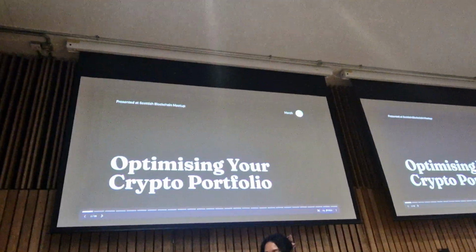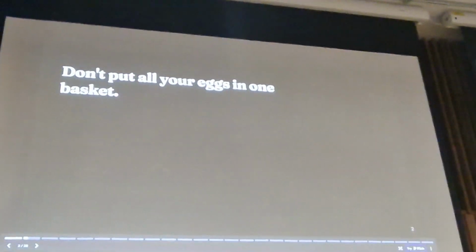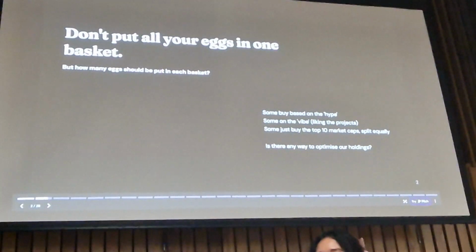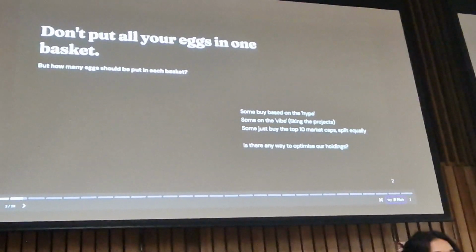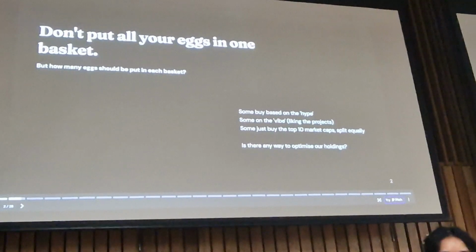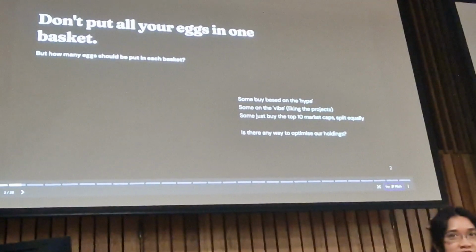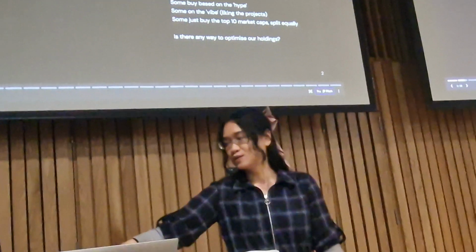So let's start with this one old saying that we should not put all our eggs in one basket. But that begs one question, right? How many eggs should be in one basket? Sometimes some buy for the hype, sometimes because of the vibe they relate to the project. Some just buy the top 10 market caps and then just split equally in the weight. But is there any way to optimize the holding?